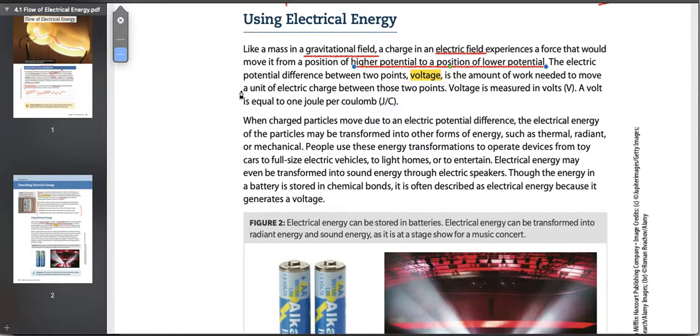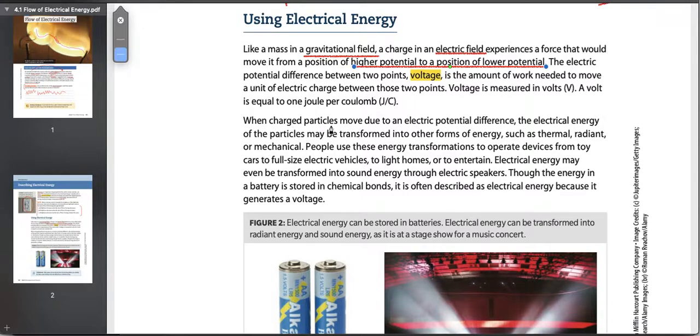The electric potential difference between 2 points, voltage, is the amount of work needed to move a unit of electric charge between those 2 points. Voltage is measured in volts, and a volt is equal to 1 joule per coulomb. Now, a coulomb is a measurement of a number of electrons. Don't worry about that right now.